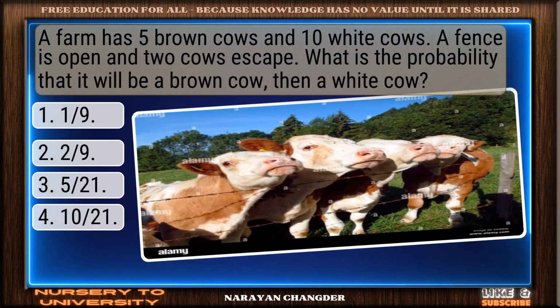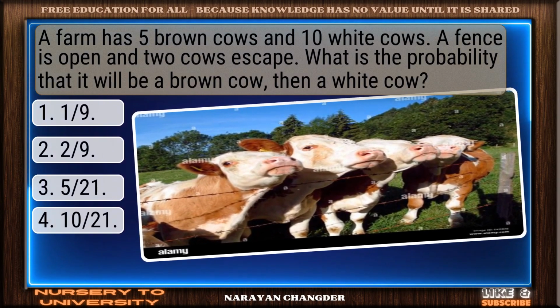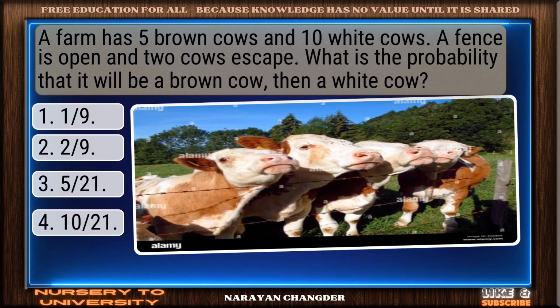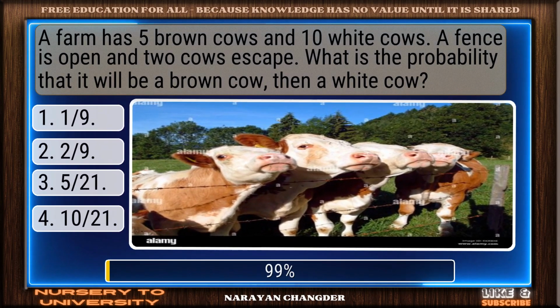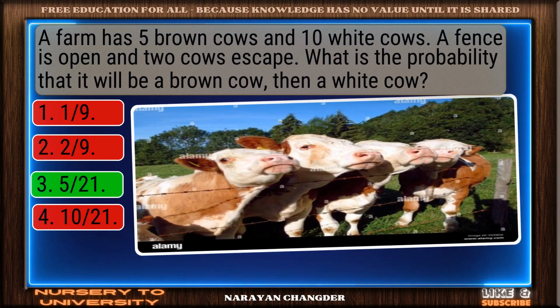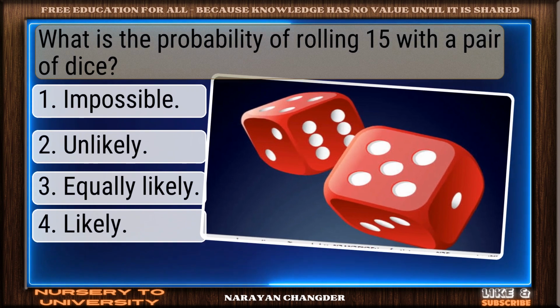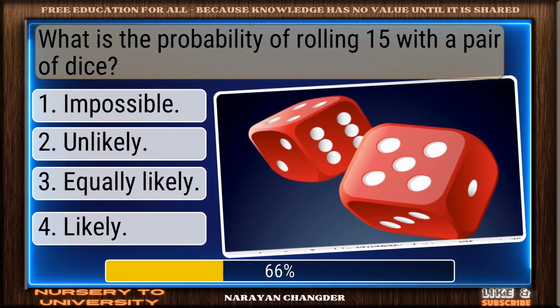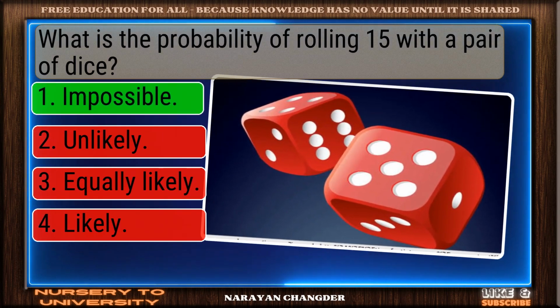A farm has 5 brown cows and 10 white cows. A fence is open and 2 cows escape. What is the probability that it will be a brown cow, then a white cow? 5/21 makes sense. What is the probability of rolling 15 with a pair of dice? Nice selection. Impossible is correct.